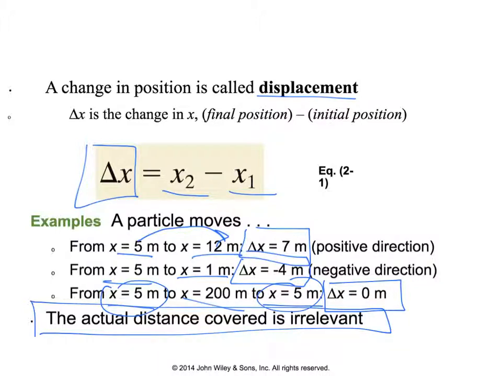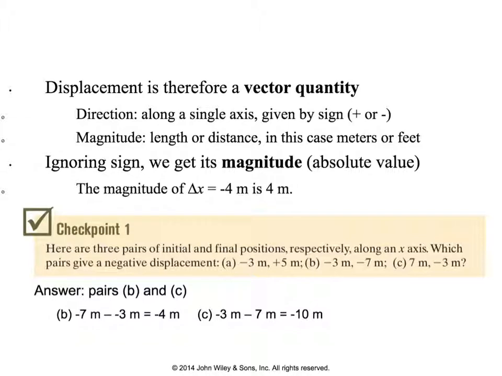But distance and displacement are not synonymous. They talk about two different concepts. Displacement is a change in position. Distance is a length that is covered. Therefore, we say that displacement is a vector quantity. It has both magnitude and direction.